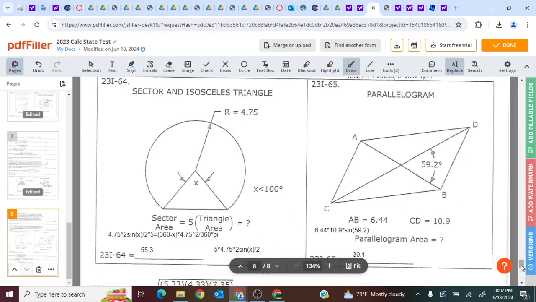65. Good to end on a problem that's not too bad. This is another basically area of the triangle, but there are 4 triangles. This side is equal to CD over 2. This side is equal to 6.4 over 2. And the sine of this angle is going to be the same as the sine of this angle, because this angle is just 180 degrees minus 59.2, which is the same thing by sine. So what all this simplifies out to is you're basically multiplying the two diagonals together and multiplying by your sine value.